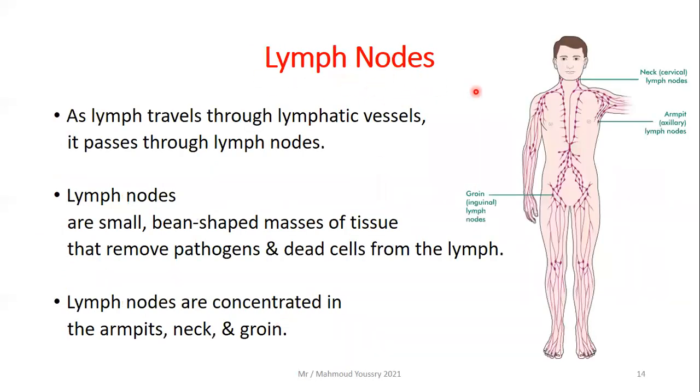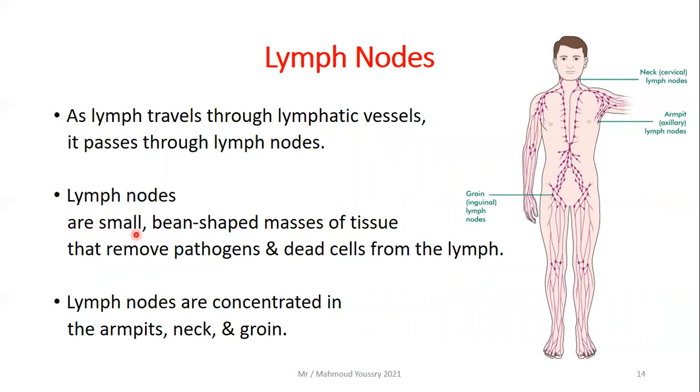Then what about the lymph nodes? As you can see, these points are lymph nodes that are located in several parts of our body, but they are concentrated in the neck, and are called cervical lymph nodes. Others below the armpit, or in the area of the armpit, are called axillary lymph nodes, and the groin or inguinal lymph nodes are beside our hips. As lymph travels through the lymphatic vessels, it passes through the lymph nodes. These are like several stops to purify or clean the lymph.